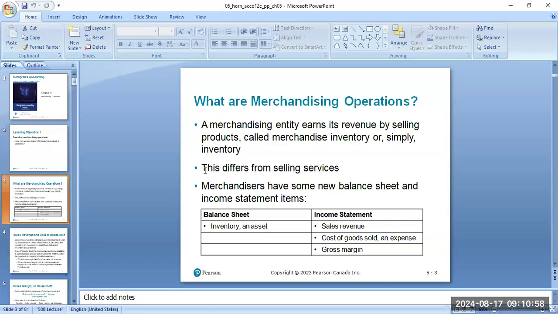This is different from selling services. With services, we're just providing the services to the clients. The clients pay you, end of the story. There is no inventory passing from the seller to the buyer. So the merchandiser will have an inventory account sitting on the balance sheet. Now from that inventory account, once the product is sold, we're going to get the sales.